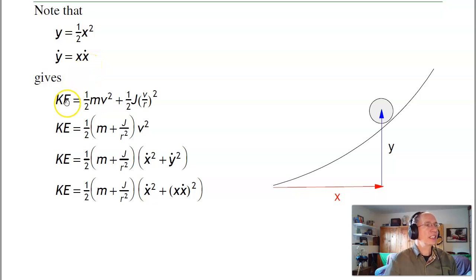That gives the kinetic energy as 1/2 mv squared plus 1/2 J theta dot squared. Theta dot is just v over r. Bringing the terms together, it's 1/2 m plus J over r squared, times v squared. The velocity squared is x dot squared plus y dot squared. Substituting for y dot, it's 1/2 m plus J over r squared, times x dot squared, plus x squared x dot squared. That's the kinetic energy.